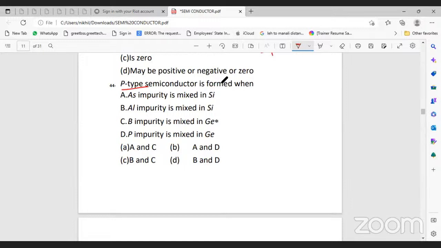A p-type semiconductor is formed when which impurity is mixed with silicon? Arsenic, aluminium, boron, phosphorus. But you should get p-type. P-type means it should be a trivalent. Trivalent means boron. Option C.